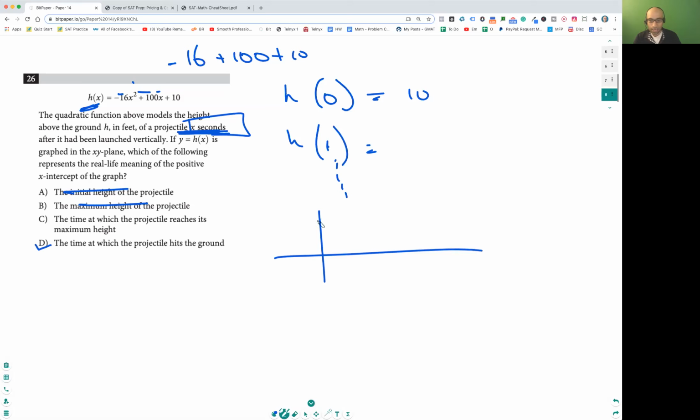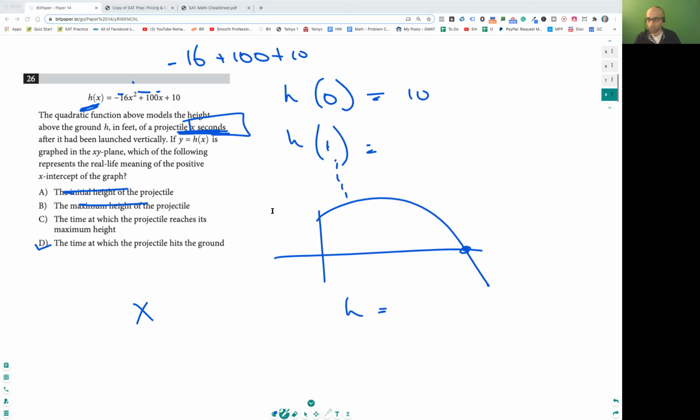Which means it's cutting it over here, when the height is equal to 0. Yes, it's a negative parabola, because there's a negative sign here. Great question, Jenny. If the leading coefficient is negative, it becomes a negative parabola. If it's positive, it becomes a positive parabola. Because it's negative, it's going to be a negative parabola.